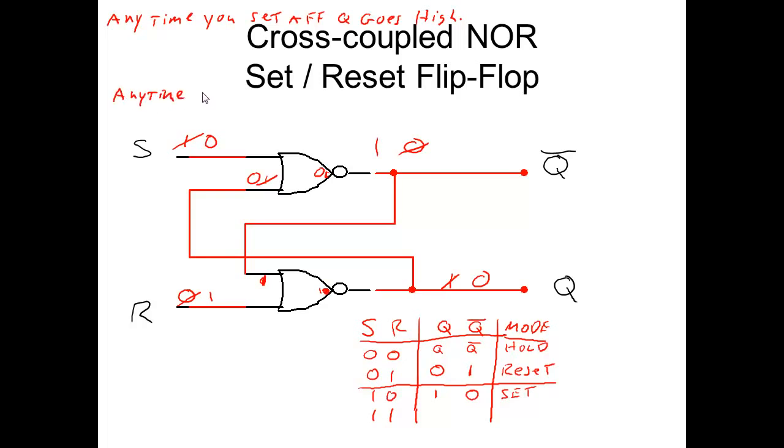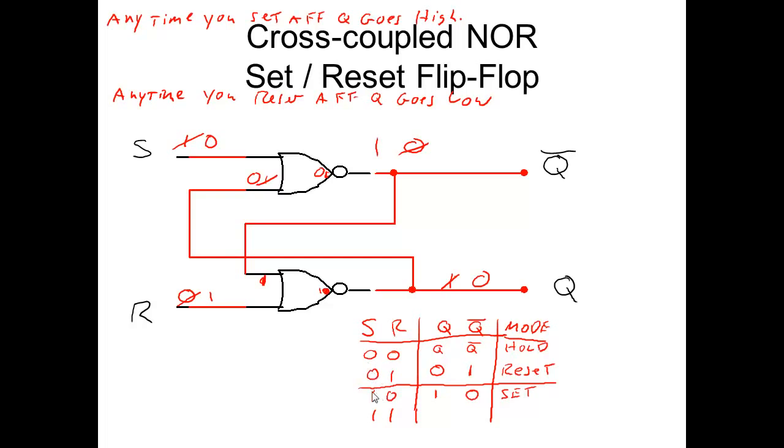Anytime you reset a flip-flop, Q goes low. Okay? So anytime you set a flip-flop, Q is high. Anytime you reset a flip-flop, Q goes low. Always and forever. Never change.